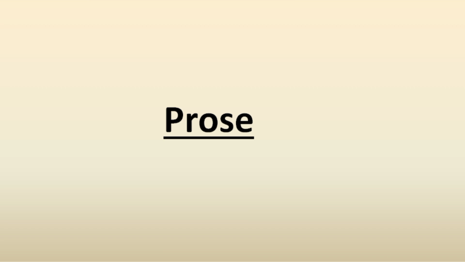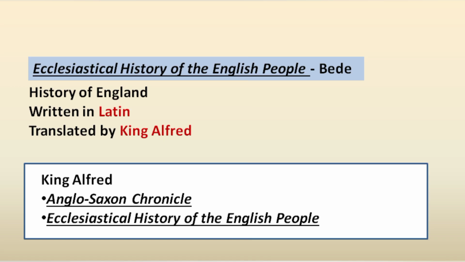Now let's move on to prose. Now compared to poetry, there are not many important works written in prose. As told earlier, poetry was more popular than prose. A very important prose work from this period that we have is the Ecclesiastical History of the English People, written by Venerable Bede. Now, this work is about the history of England, but it is written in Latin. As told before, it was thought to be very prestigious to write in Latin. Latin was the official language, but it was later on translated into Old English by King Alfred.